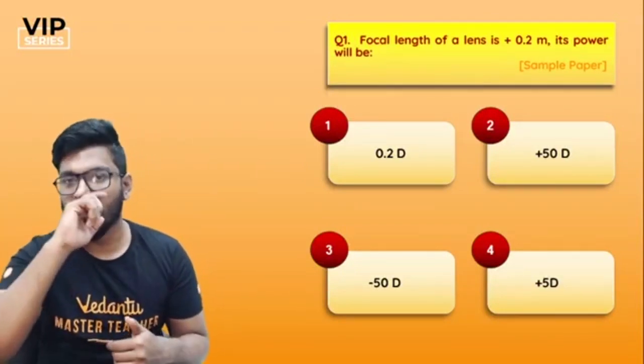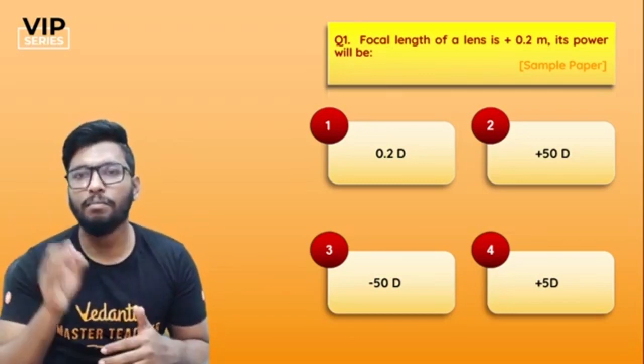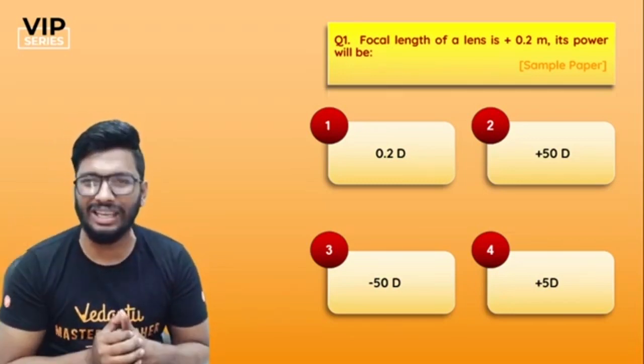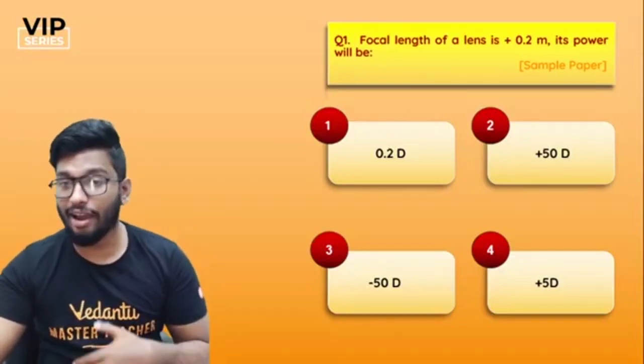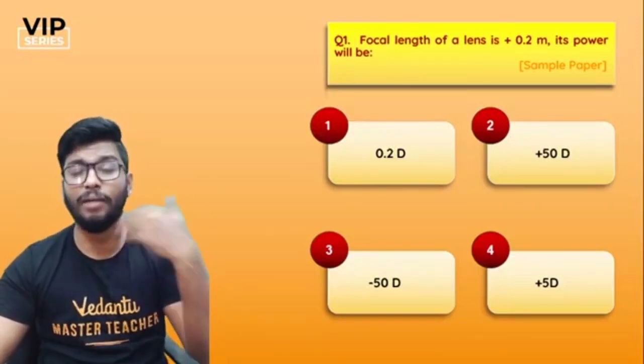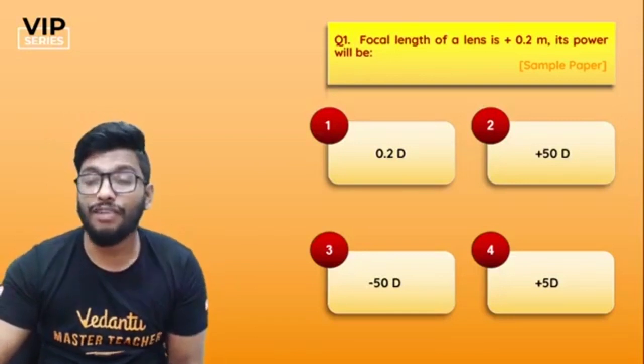So here's the first question, guys. The focal length of a lens is given as plus 0.2 meters. What will be the power? Your options are 0.2 diopter, 50 diopter, minus 50 diopter, or plus 5 diopter.